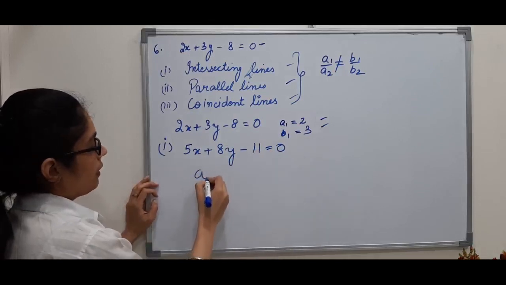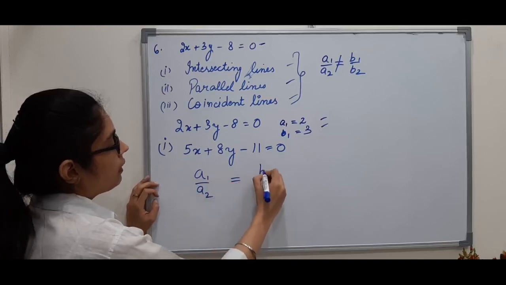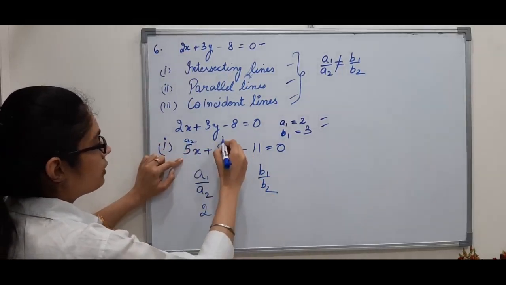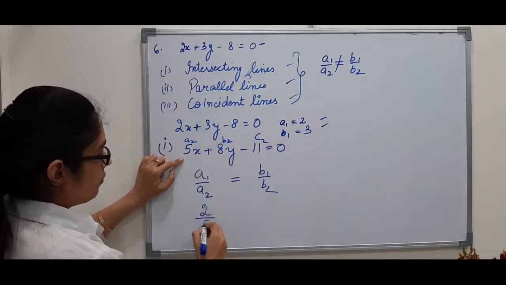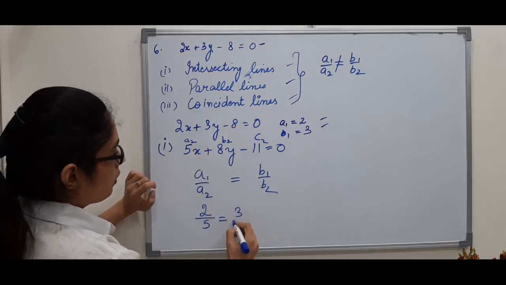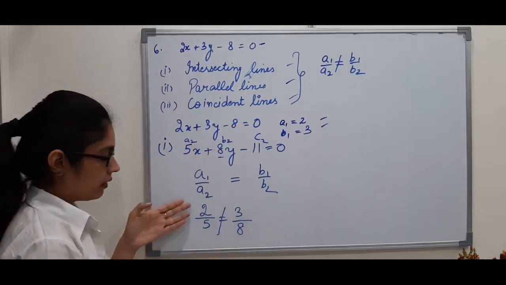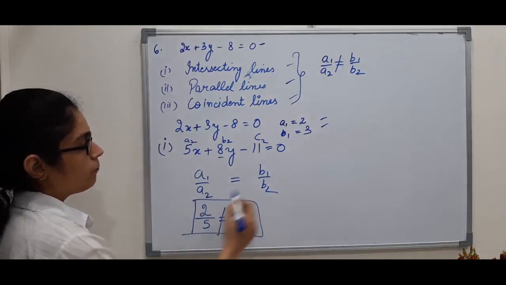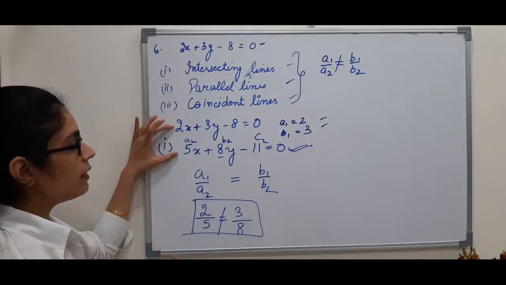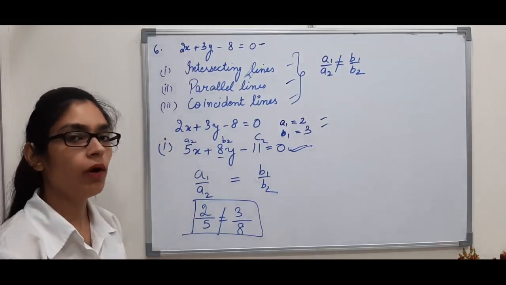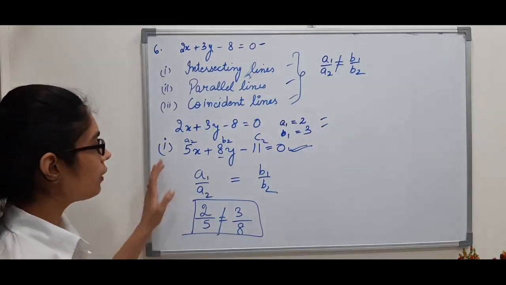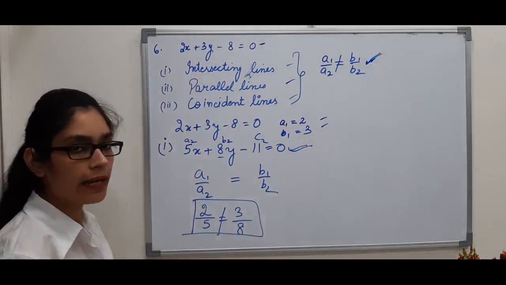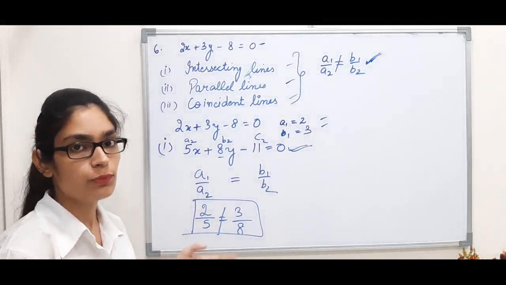Now see, we'll compare a1 by a2 and b1 by b2. a1 is 2, a2 is 5, this is a2 which I have written, this is b2 and this is c2. b1 is 3 and b2 is 8. See, a1 by a2 and b1 by b2, they are not equal. So we have got the equation so that this pair is making a pair of intersecting lines on geometrical representation. You can choose any lines for which this ratio comes true. You can make any other equation also. It's your wish. It's very simple.